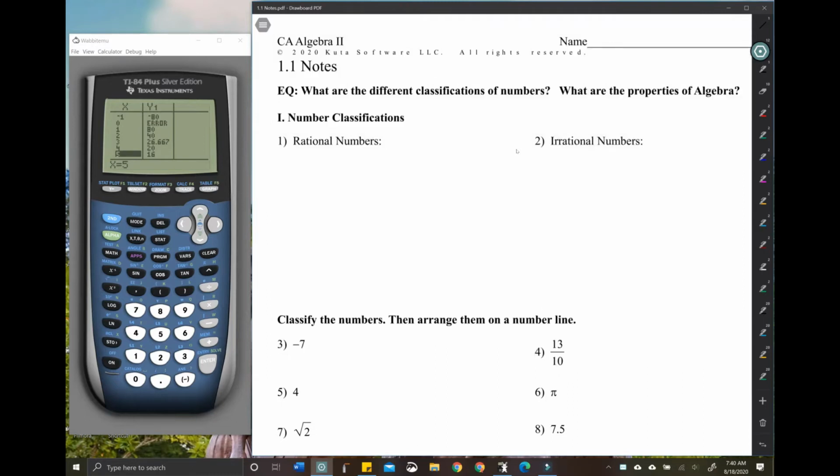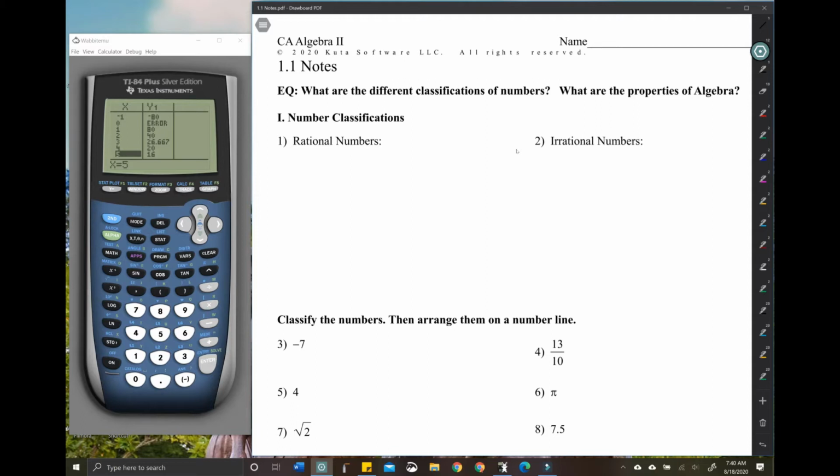Today we're going to be discussing the different classifications of numbers and the properties of algebra. So, a pretty basic lesson to get us started into Algebra 2. Okay? The first thing we're going to focus on are number classifications.